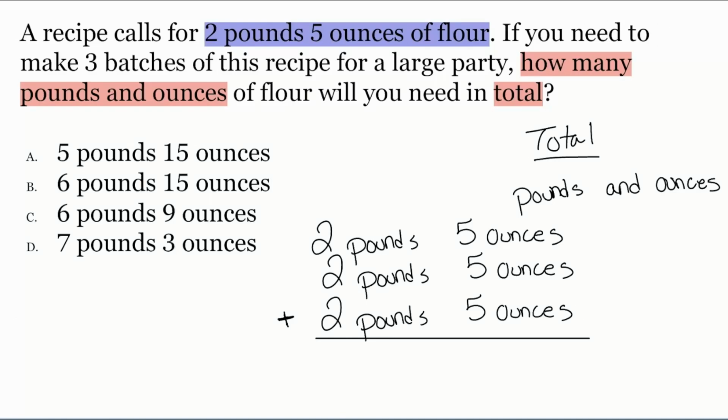And when we add all of this up together, look at how friendly this problem actually is. So everybody, what's 2 plus 2 plus 2? What's that going to be? Yeah, that's going to be 6 pounds. Let's write that down right there. And then 5 plus 5 plus 5, what's that going to be? Yeah, that'll be 15. That'll be 15 ounces.